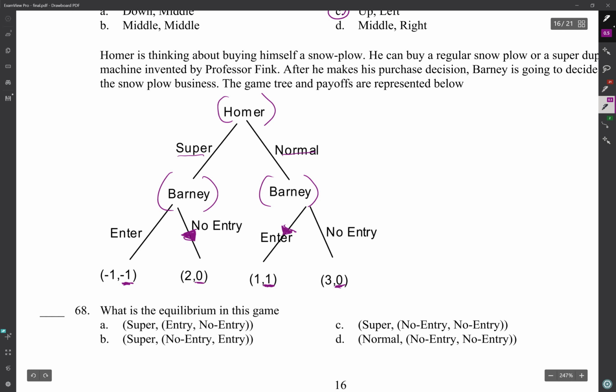Okay, so we know what Barney's best responses are. Homer knows what Barney's best responses are. So we're going to roll back to this period. We're going to go backwards in time. And now Homer, the first mover, knowing what Barney is going to do, is going to make his decision based on that. In other words, he knows that if he chooses super, Barney will choose no entry, and he will get a payoff of 2. He knows that if he chooses normal, Barney will choose to enter, and he'll get a payoff of 1. Well, 2 is better than 1, so he's going to choose super.